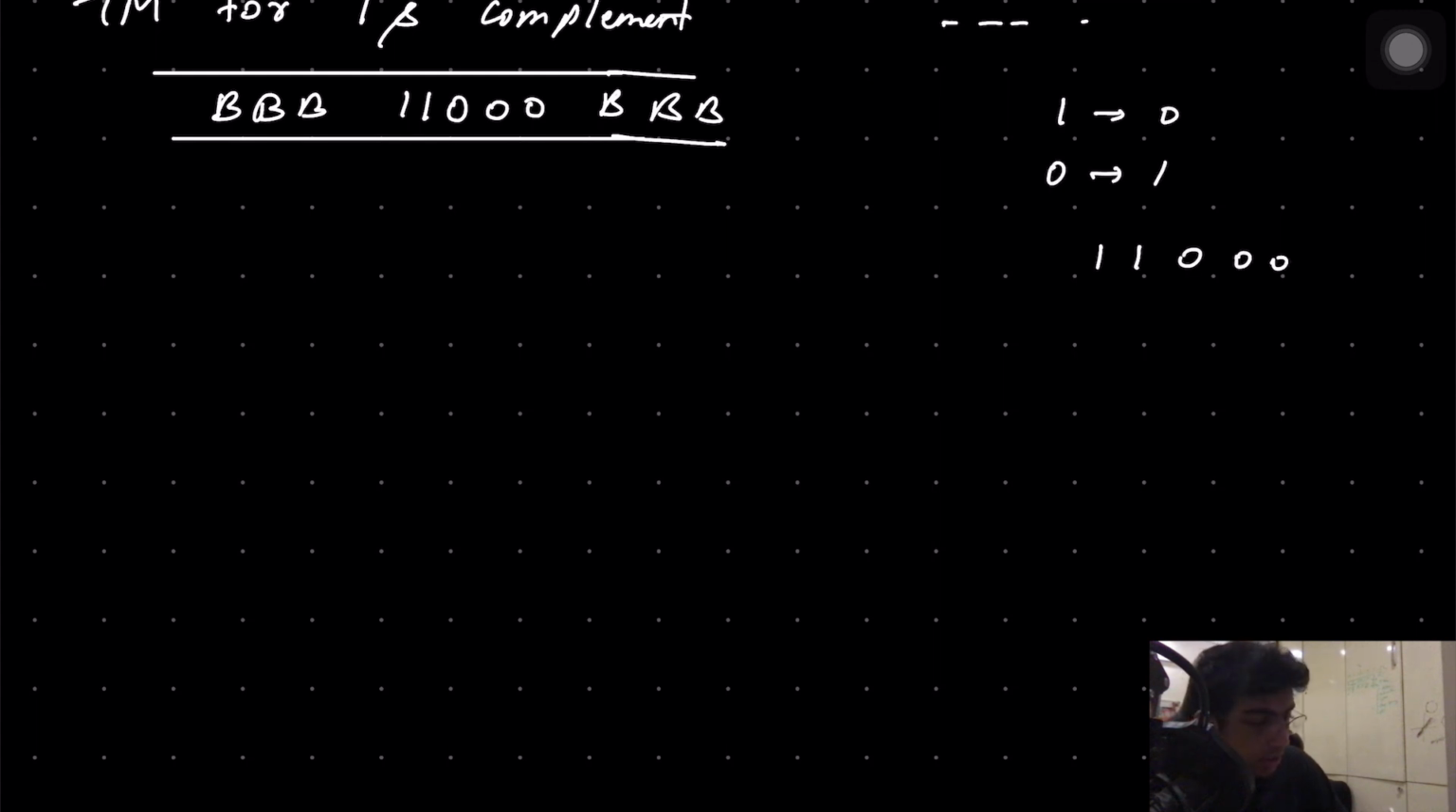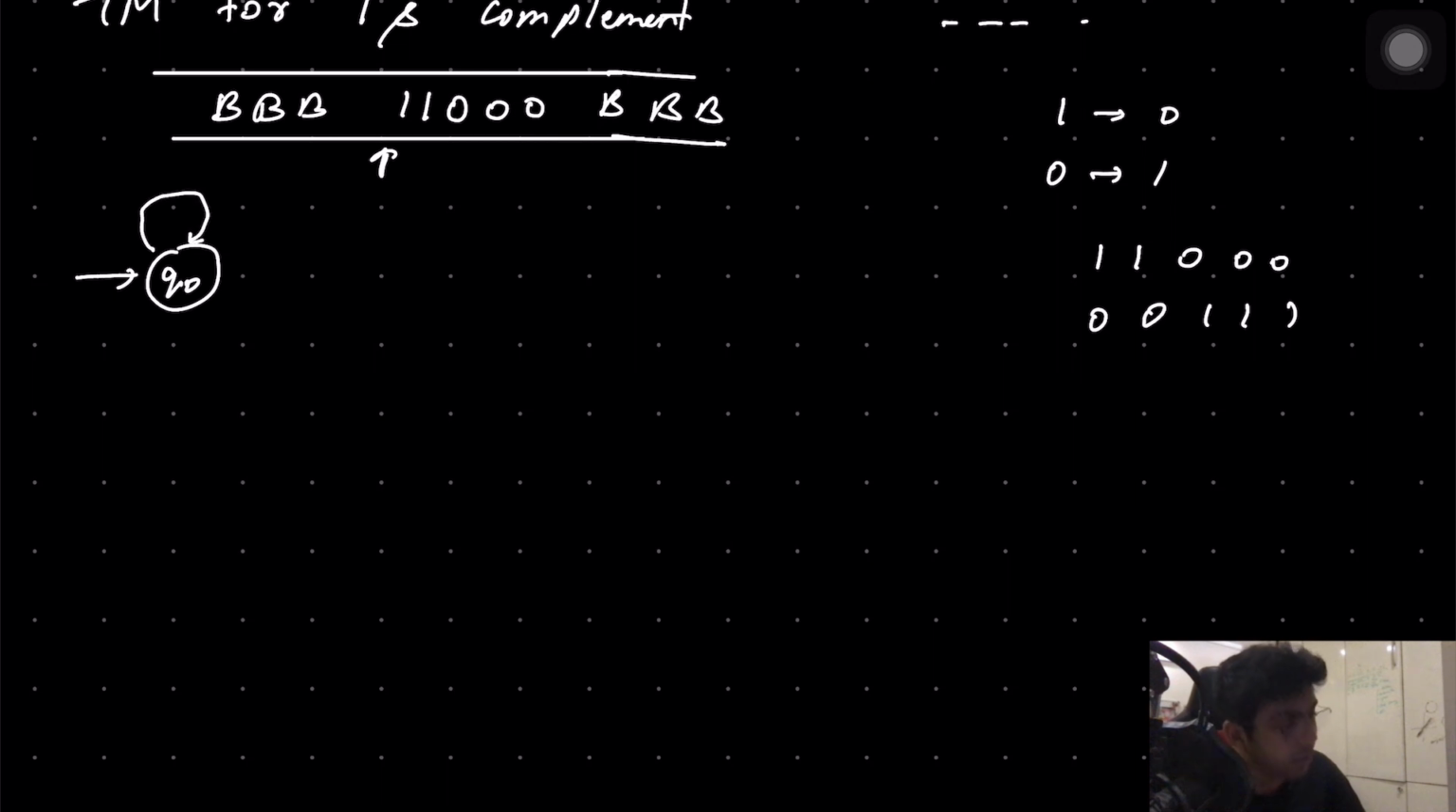So the string this will be changed to this. Okay, let's see how we're gonna do this. Our header is at 1, and what do you wanna do? Okay, so we come to Q0, the first state. If we find a 1, replace it with 0 and go right. If you find a 0, replace it with a 1 and go right.